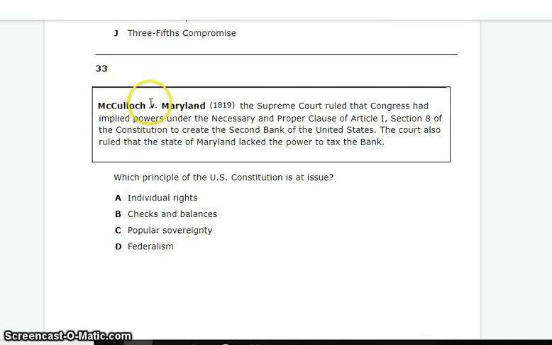33. McCulloch versus Maryland of 1819. The Supreme Court ruled that Congress had implied powers under the necessary and proper clause of Article 1, Section 8 of the Constitution to create a second bank in the United States. The court also ruled that the state of Maryland lacked the power to tax the bank. Which principle of the U.S. Constitution is at issue? A. Individual rights. B. Checks and balances. C. Popular sovereignty. D. Federalism.